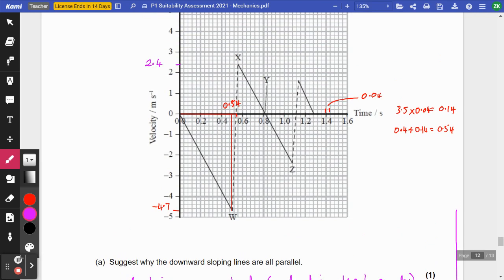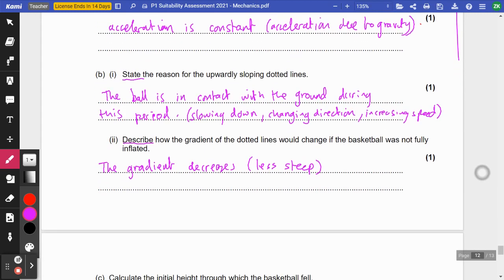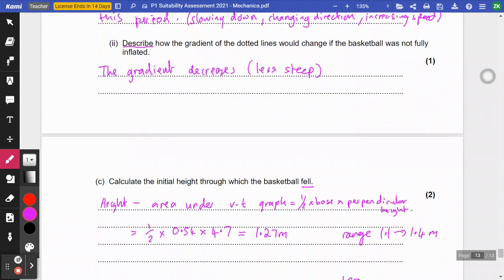It's the point where the ball strikes the ground, and this is when the ball is in contact with the ground. So the entire section here is when the ball is hitting the ground. It's slowing down and then changing direction and speeding up. So the ball is in contact with the ground during this period, slowing down, changing direction, increasing speed.